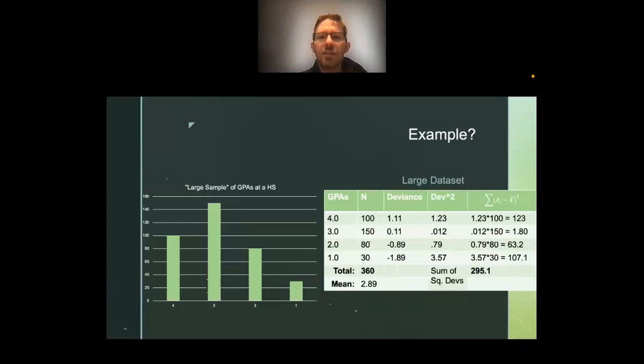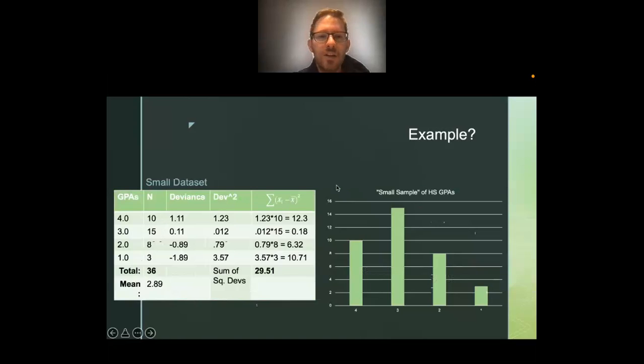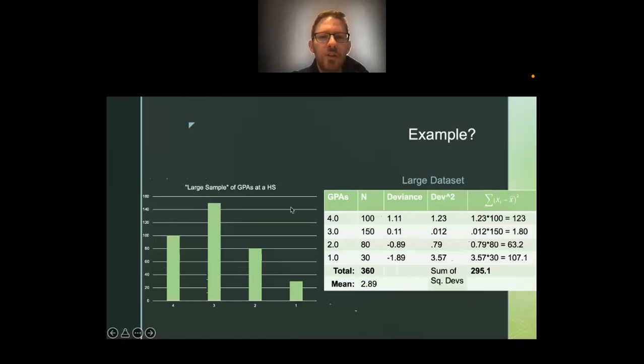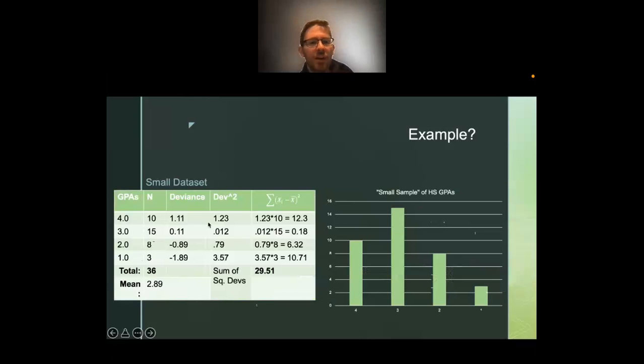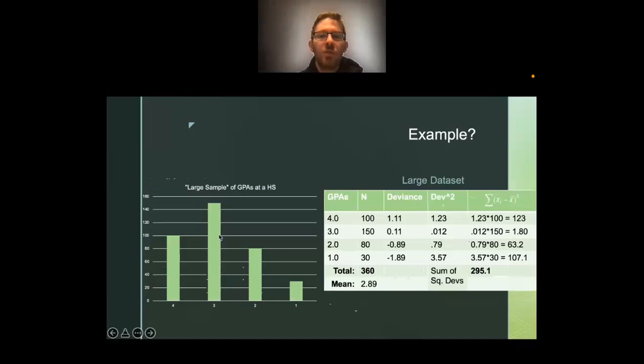Now let's take a large data set. So here I simply multiplied every n by 10. So instead of 10 4.0s and 15 3.0s, we have 100 4.0s, 150 3.0s. And I want you to see that the deviance is the same for each of these. And the deviance squared is also the same, right? 1.11 and 1.23 for each of these, 0.11, 0.012. Those are all the same.